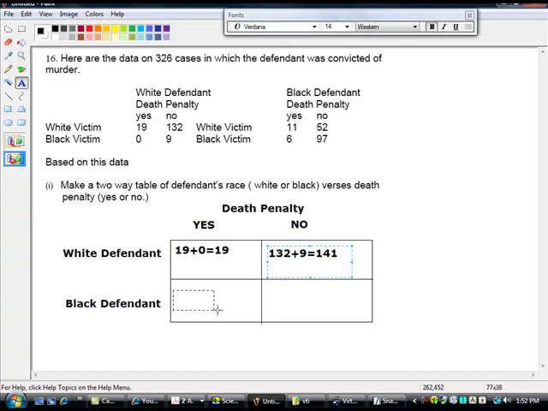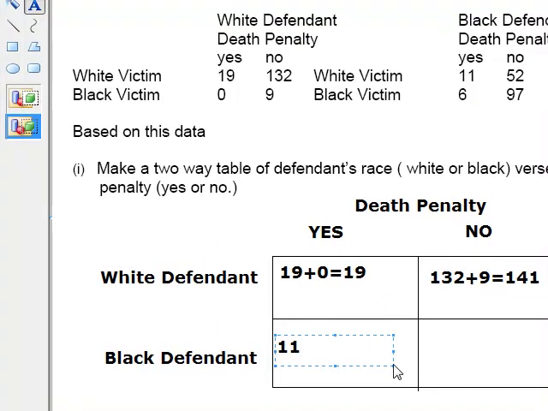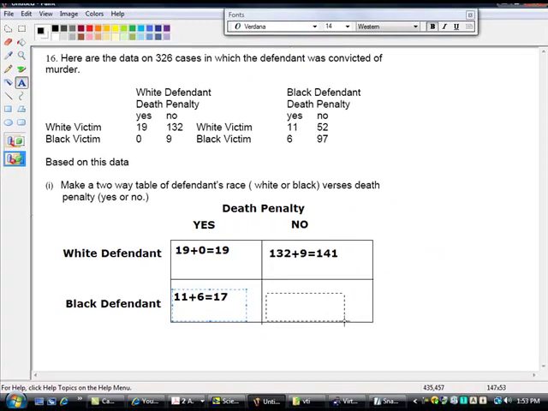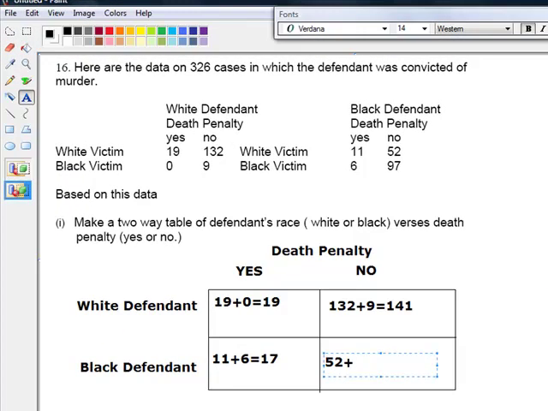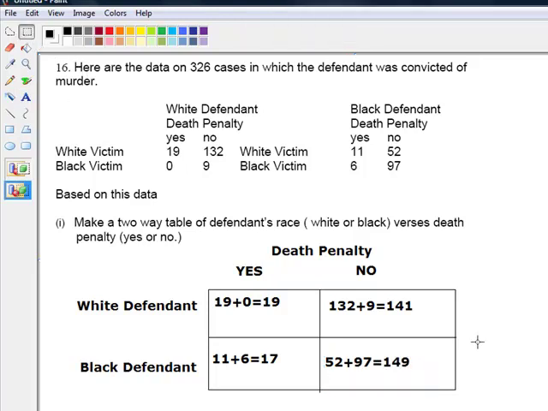How many of the black defendants got death penalty? 17. Yes. Am I right? How many did not? 149. Say that again. 149, right? Make sense? Okay.